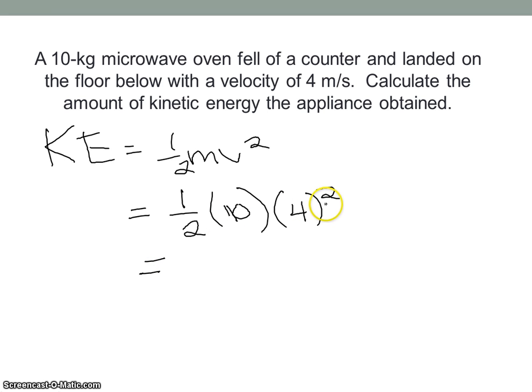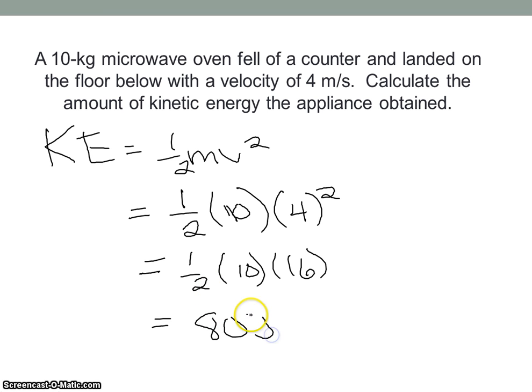Now we said before that the squared here only applies to the velocity. So that's 1/2 times 10 times 16. Only the velocity gets squared. And when we do that, 16 times 10 is 160, and half of that is 80. So that microwave oven had 80 joules of kinetic energy.